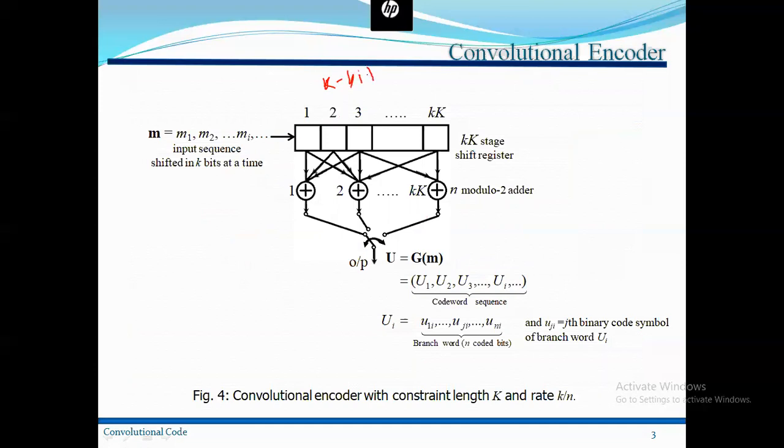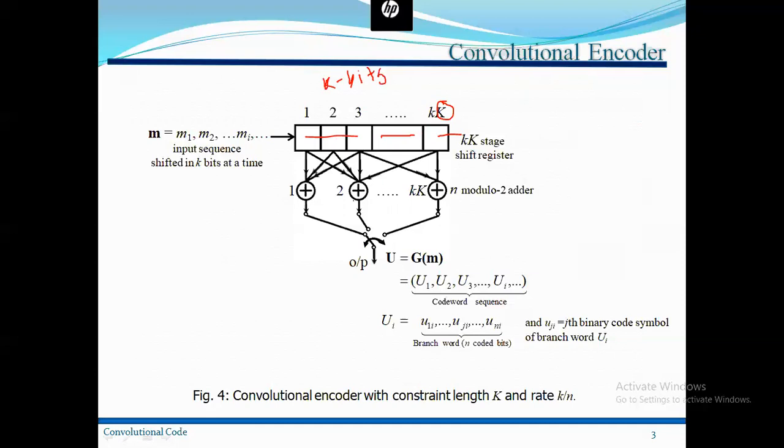And the constraint length is K, then it means that we have K times k bits shift registers. So at time T1, we move in the first k bits, and at the next time we move in the next k bits, and at the next time the next k bits. For example, if the constraint length is 3, we move 3 k-tuple messages into the shift register, and the number of shift registers is 3 times k-tuple.